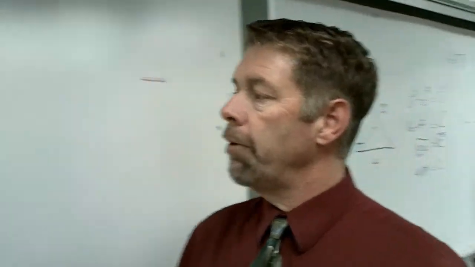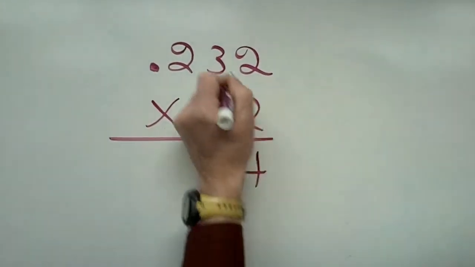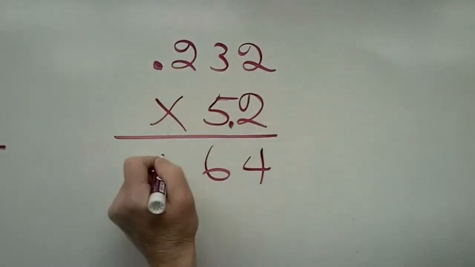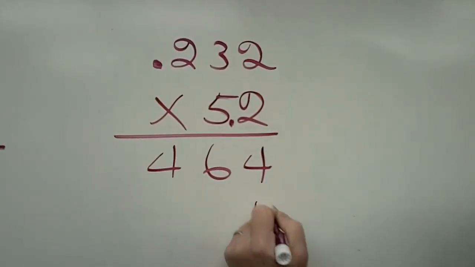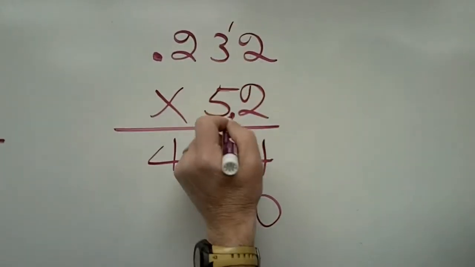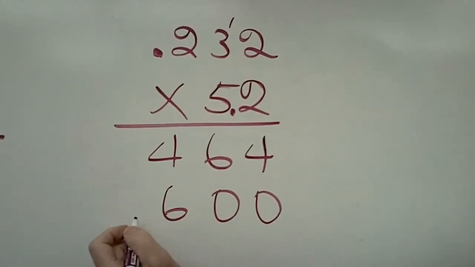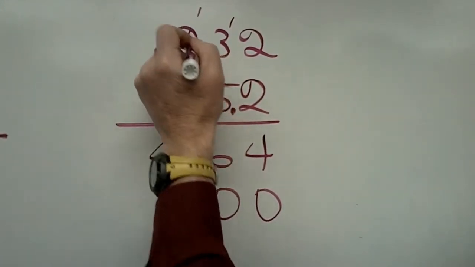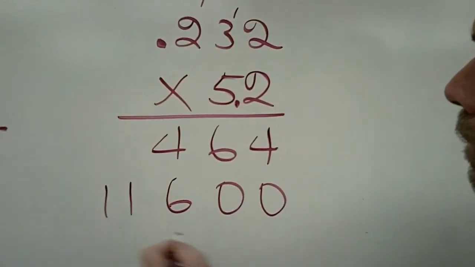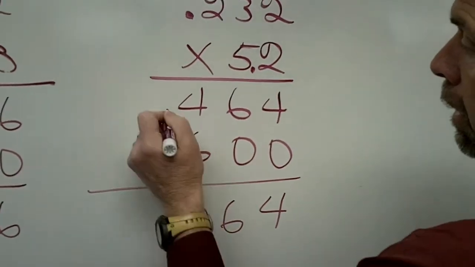Okay, let's check to see if your answer is correct. 2 times 2 is 4. 2 times 3 is 6. 2 times 2 is 4. Put our placeholder in. 5 times 2 is 10. Carry the 1. 5 times 3 is 15, plus 1 is 16. Carry the 1. 5 times 2 is 10, plus 1 is 11. Add up our numbers. 10. Carry the 1.